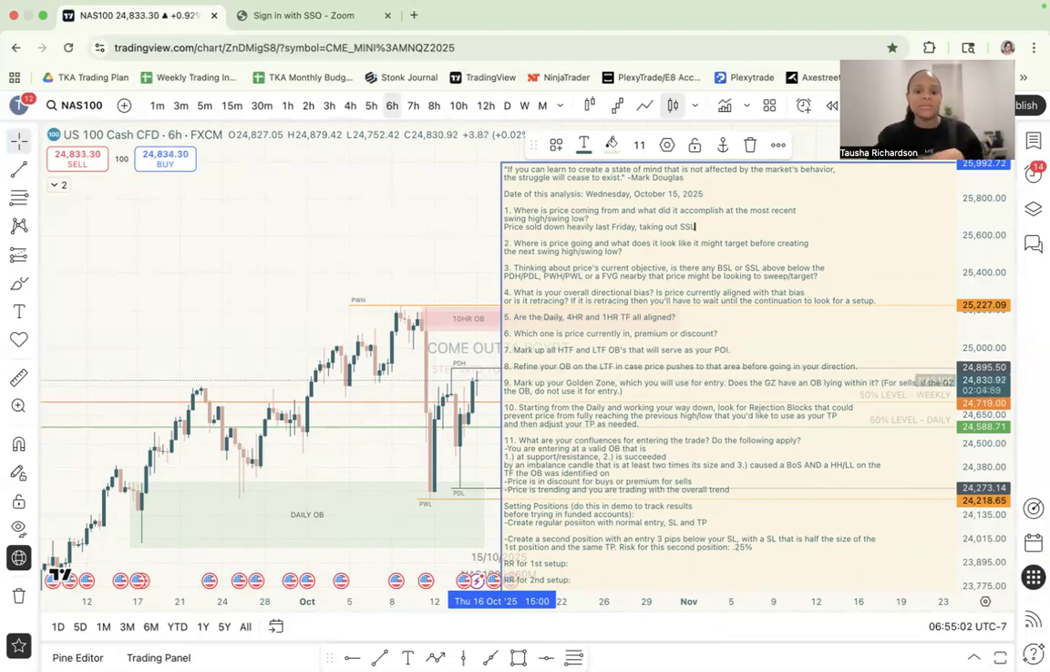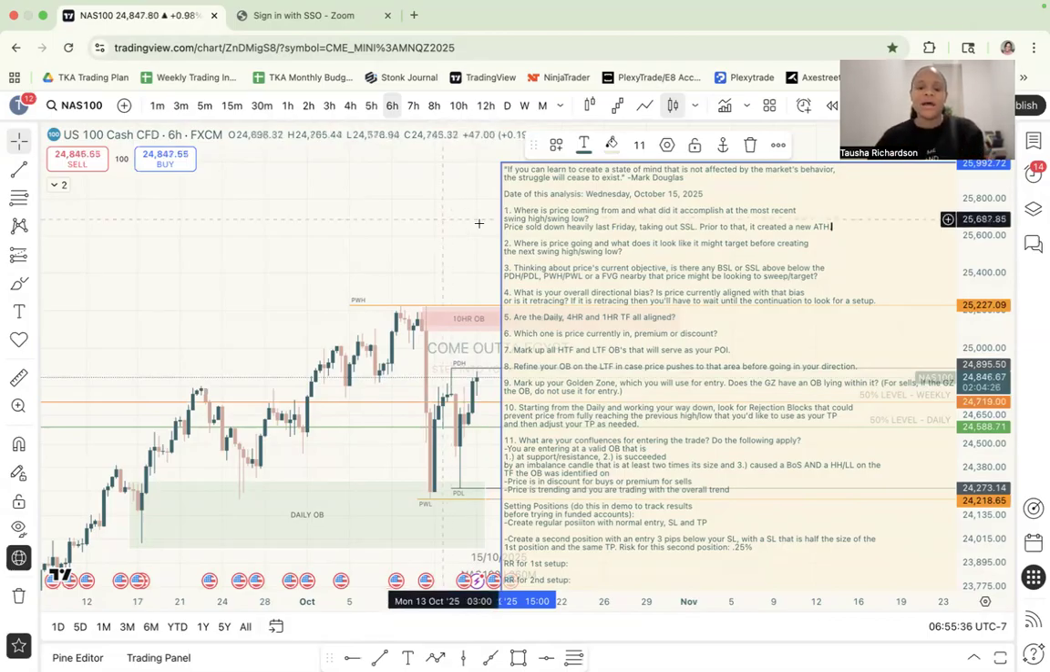It sold down heavily, took out sell side liquidity, and I would just say, prior to that, it created a new all-time high, because this is the last all-time high that was created for NAS. All right, the next question is where is price going and what does it look like it might target before creating the next swing high or swing low? So what is price looking for? Where is it going? What is it aiming for?